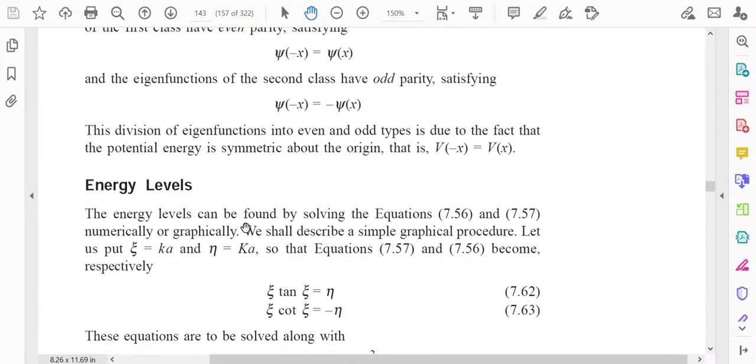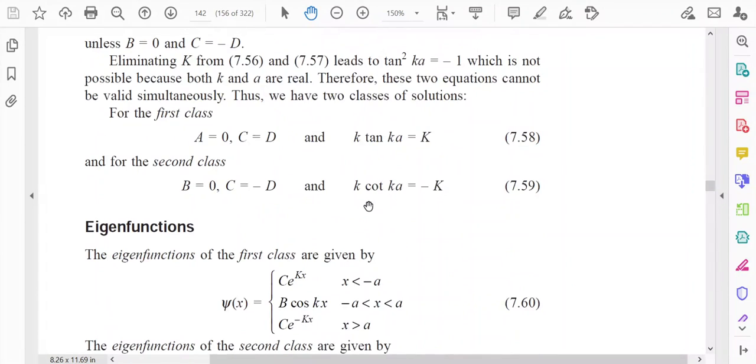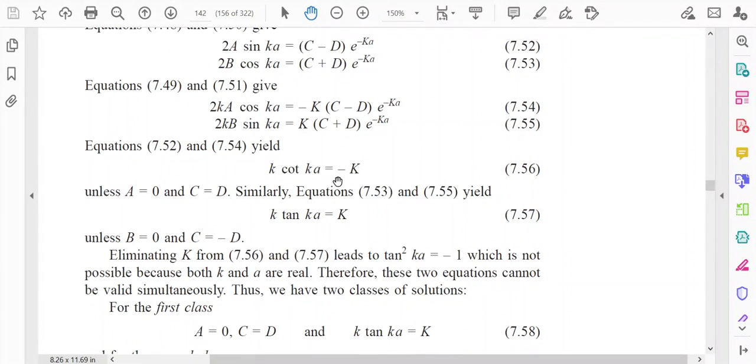Now we will discuss energy levels. The energy levels can be found by solving the equations that we have obtained, that is 7.56 and 7.57, these two sets of equations. If we solve them, we can obtain the value of the energy levels. But for that purpose we have to rearrange these equations a little bit. We will multiply small a on both sides of this equation, and also multiply a on both sides of this equation.